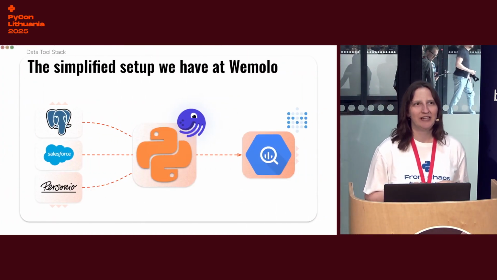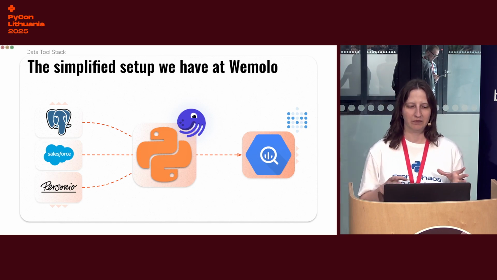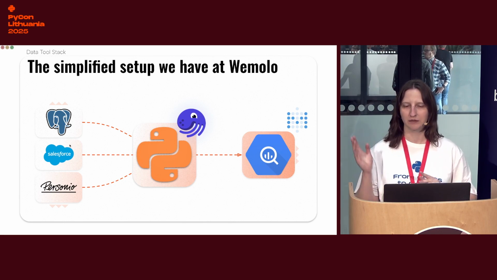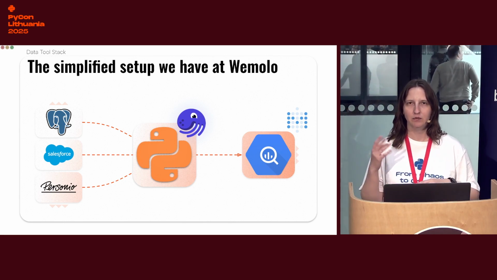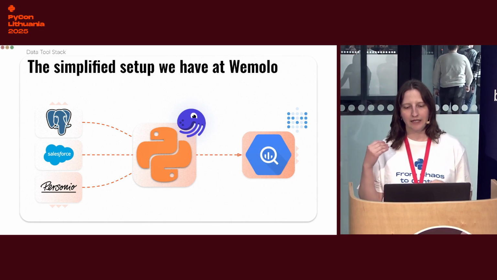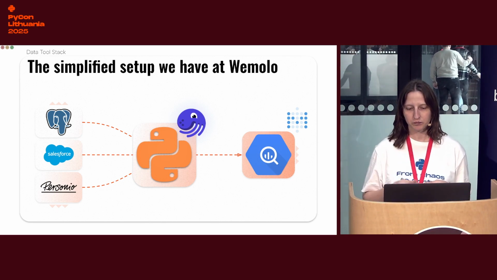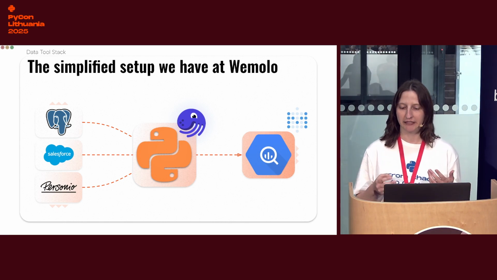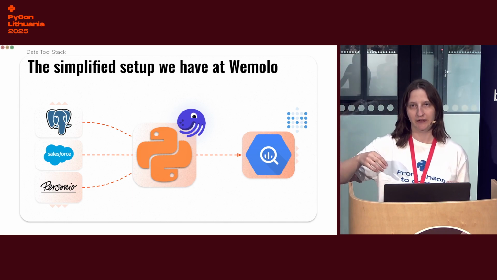Okay, so let's put Dagster in a stack. This is the simplified stack we have. We have a lot of sources: Postgres, Salesforce, and Personio, and much more actually. And then we have Python in the middle, doing transformation, then sync. And Dagster is also on the Python side, so it's the orchestration too. We load everything into our data warehouse, which in this case is BigQuery. And we have a BI tool called Metabase that connects directly to BigQuery.